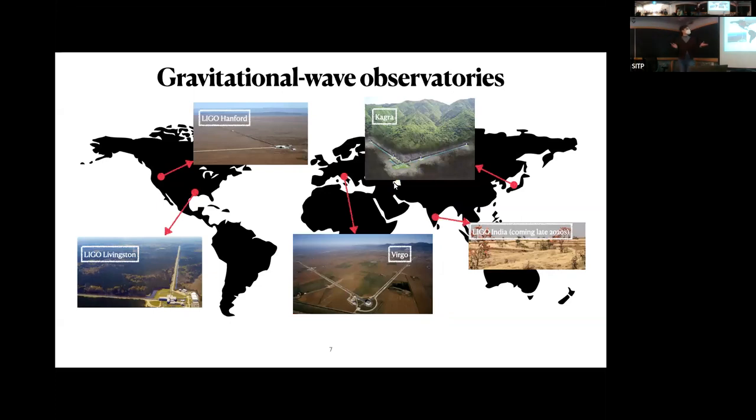The great thing is that we're now routinely detecting these gravitational waves from black hole mergers. We have a network of gravitational wave detectors across the world. There are the two LIGO detectors in the US, the Virgo detector in Italy, KAGRA in Japan, which is just now coming online and joined the network at the very end of the last observing run, and then LIGO India, which is hopefully joining the network later this decade.